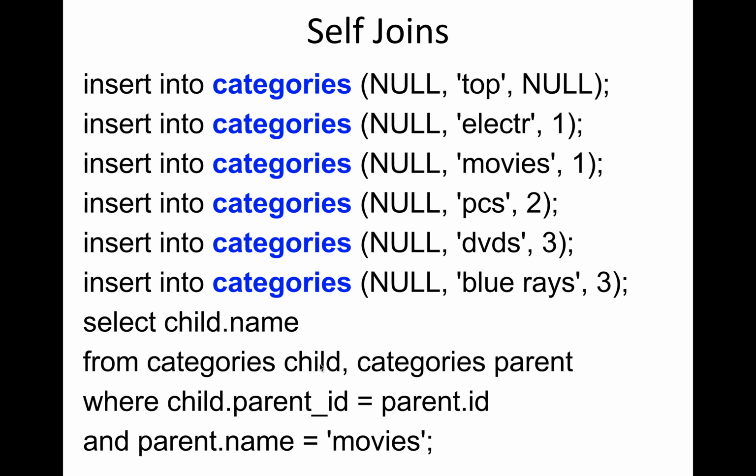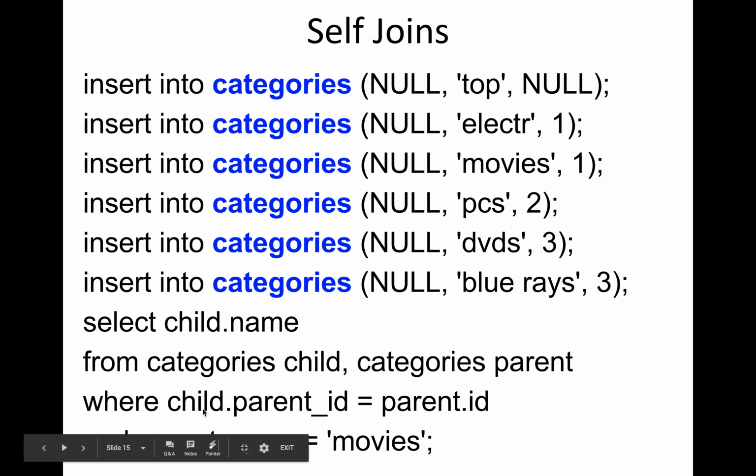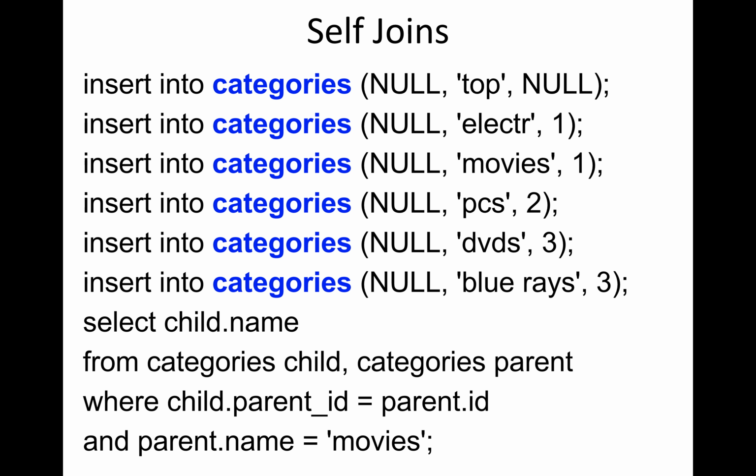So what you can do is name them, just like with as. You can rename the tables so that you can locally refer to them, saying I want all the names of the categories where the child's parent points to the parent ID, and retrieve that for me. This would be a recursive iteration of all the categories and their parents. So we could, where the parent name is movies.